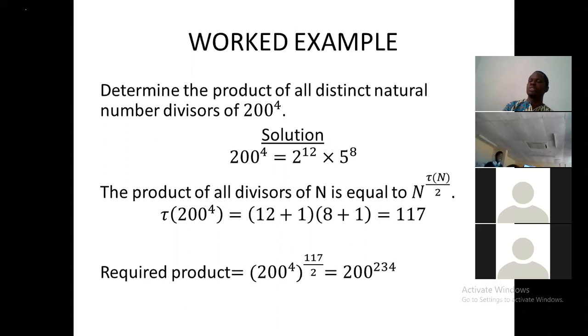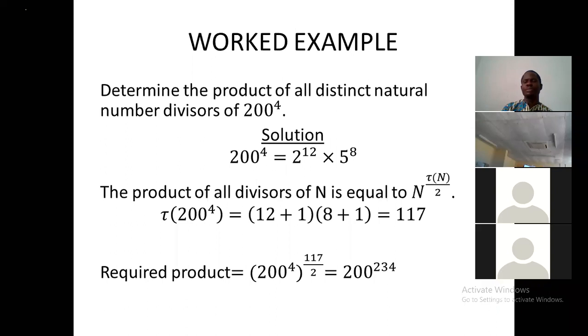Trust me, if you list the divisors, it's going to take you a very long time. Although those of you that are very smart, there's a way you could find these even without knowing the formula. Of course, in life, there's more than one route to a thing. There is more than one method to use to solve a problem. But I'm going to use the one I've emphasized in the class so far. So for us to find the product of all distinct natural number divisors of 200^4. Yes, Ibrahim, you want to ask a question?